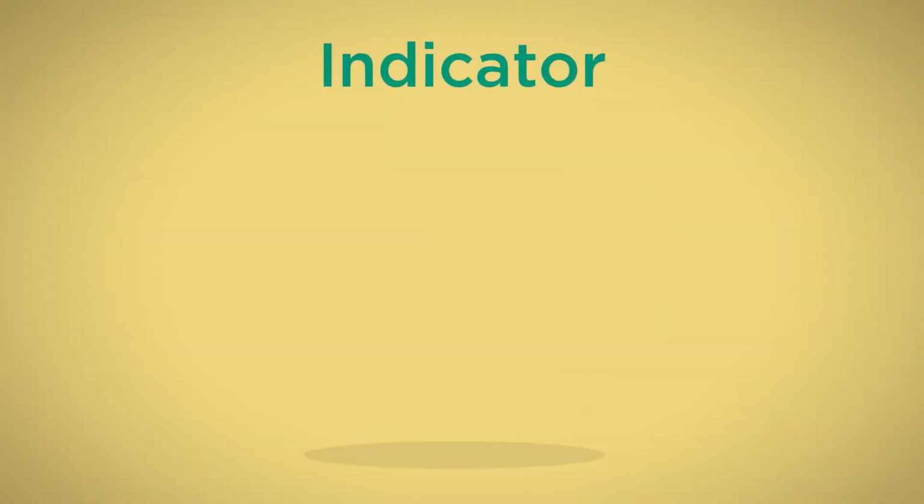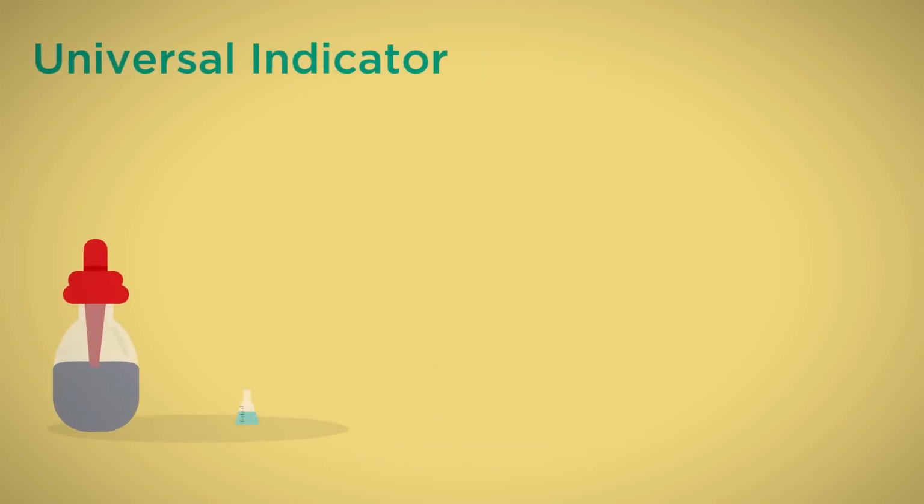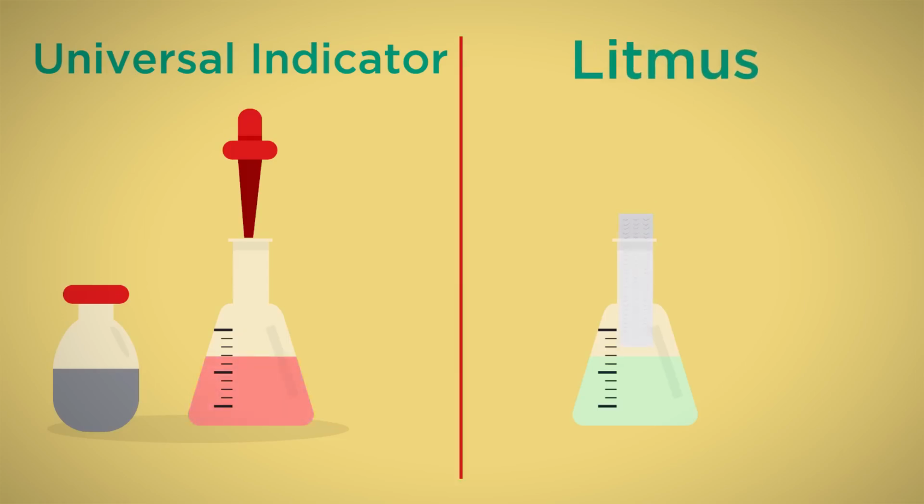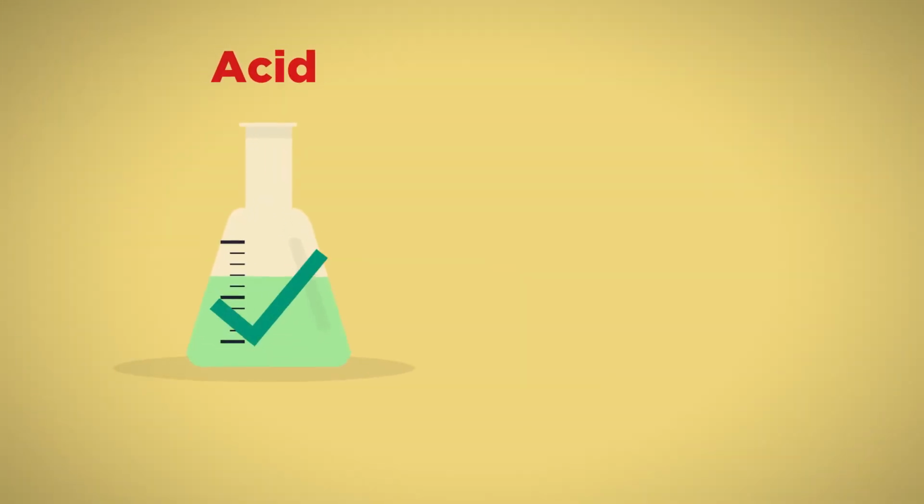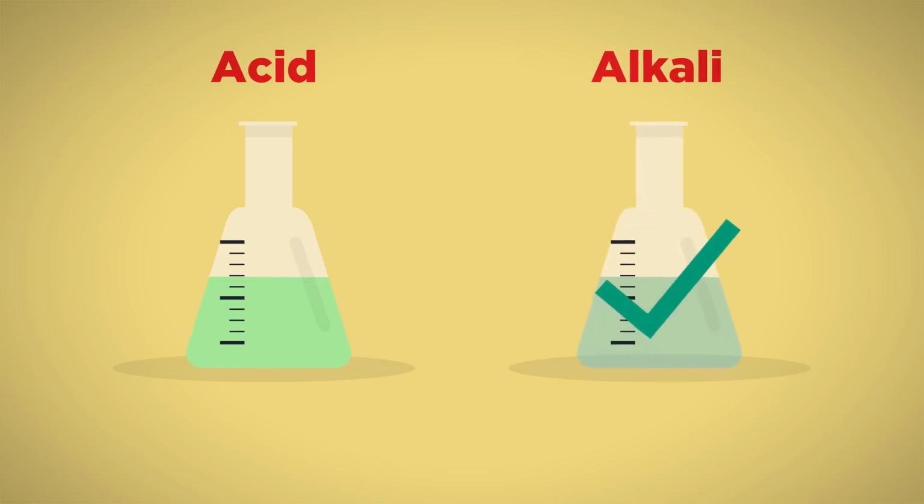Depending on what indicator you use will depend on if the color change is gradual or a sudden change. If you are carrying out an acid-alkali titration, you may use a universal indicator which would give you a gradual color change, whereas litmus would give you a sudden color change. Sometimes the acid may be the known solution and the alkali unknown, and other times the alkali the known and the acid unknown.